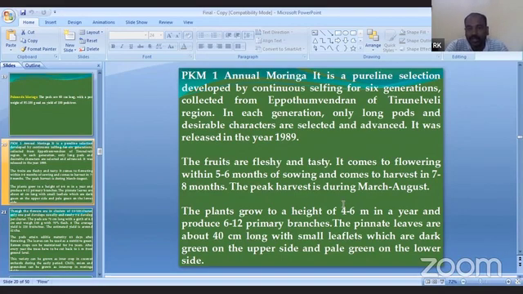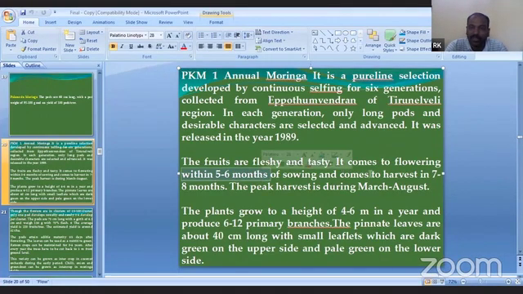The fruit is tasty, flowering within 5 to 6 months after sowing, and harvested in 7 to 8 months. So we harvest within 7 months. That's why we go for it. The peak harvest is during March and August. When the harvest is at its peak, March to August.